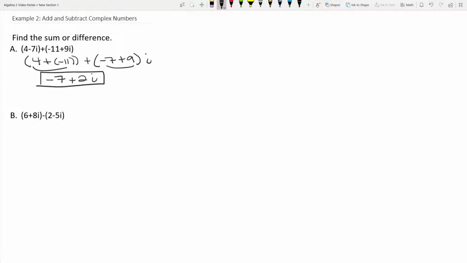All right, so now for this one, you got 6 minus 2 is 4. And we got 8i minus negative 5i. So let me rewrite that part out just to be safe. So we got 8 minus negative 5i. Well, this becomes a positive, right? So this becomes 13. So 4 plus 13i.